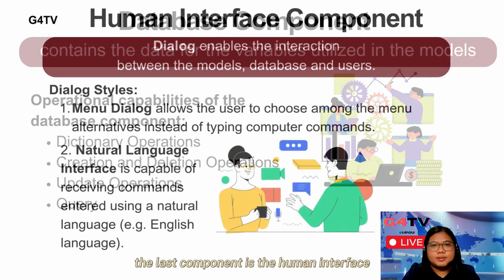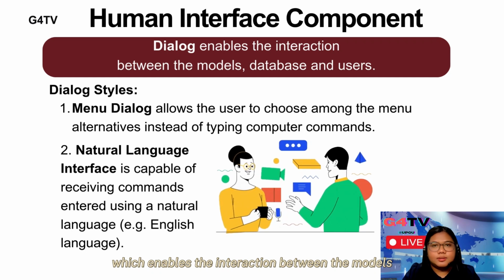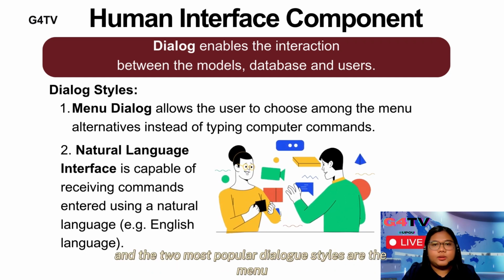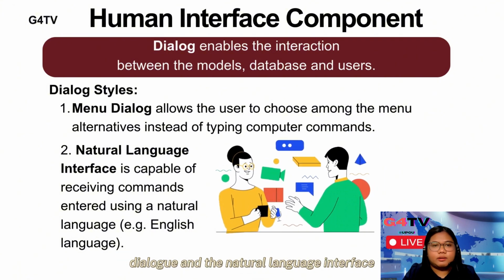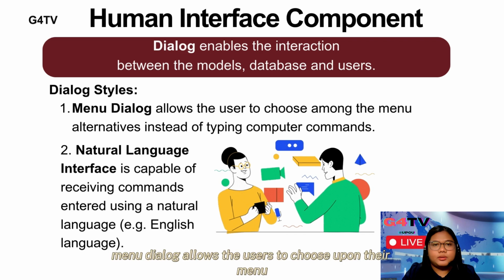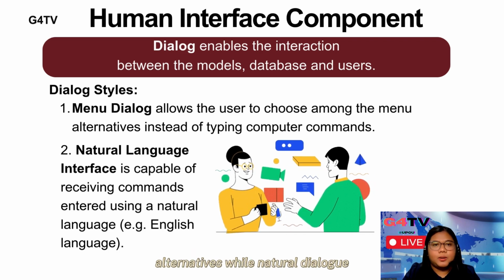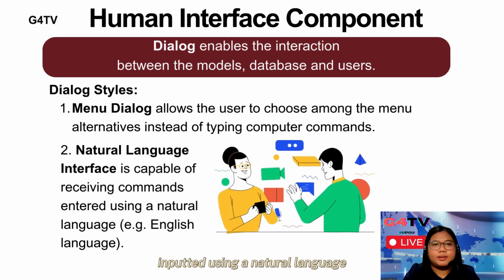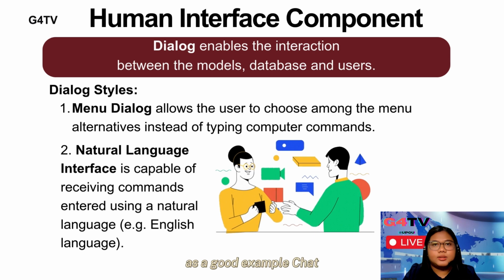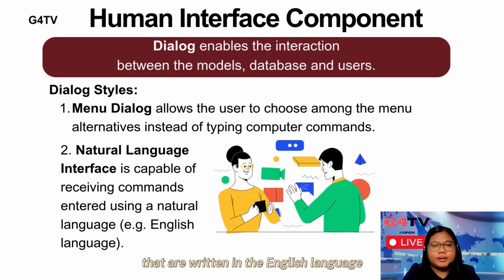The last component is the human interface, which enables the interaction between the models, database, and its users, and the two most popular dialogue styles are the menu dialogue and the natural language interface. Menu dialogue allows the users to choose among the menu alternatives, while natural dialogue interface is capable of receiving commands inputted using a natural language. As a good example, ChatGPT receives prompts that are written in the English language.